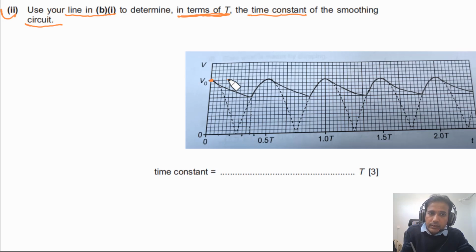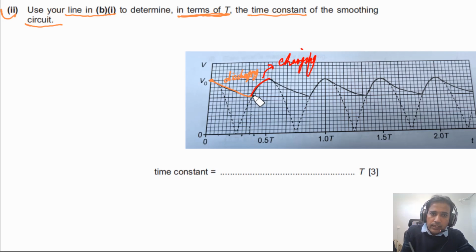You have to be clear: the capacitor is discharging from this point to this point, and then from here to here the capacitor is charging. So this red one is representing the capacitor charging. To find the time constant, we can use this discharging part.